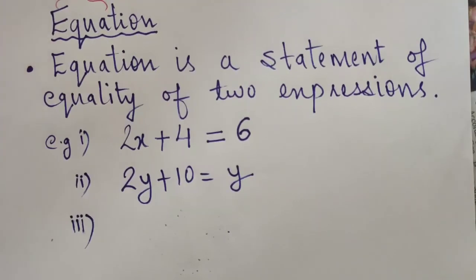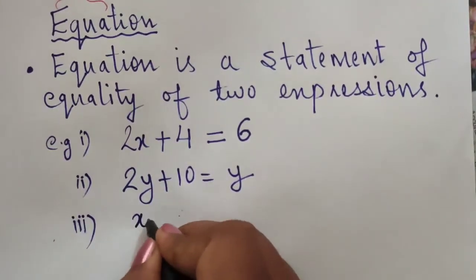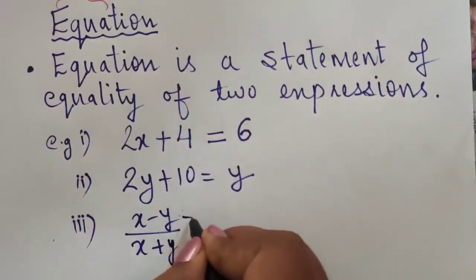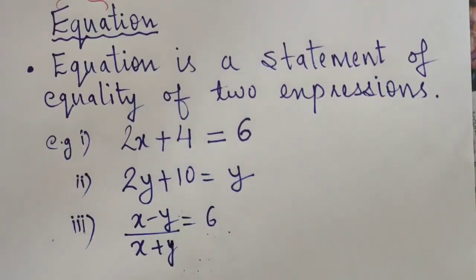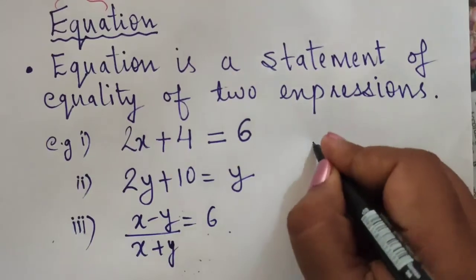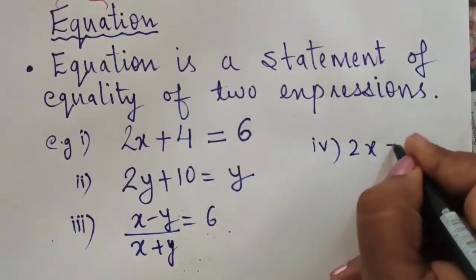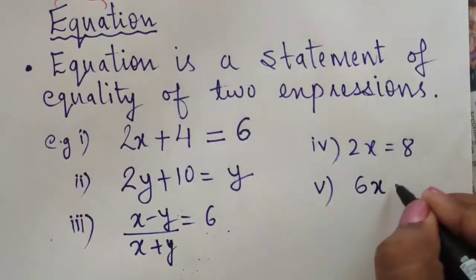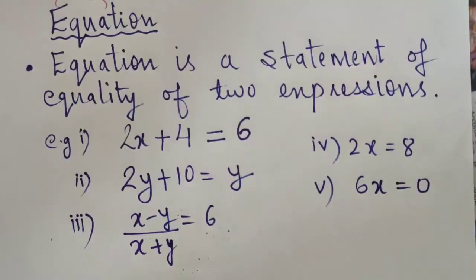So you can have equations of many different forms or many different types. Let's say for example, x minus y divided by x plus y equals 6. This is also an equation. Or you say 2x equals 8. This is also an equation. Or you may say 6x equals 0. This is also an equation. So there could be n number of examples for equations.